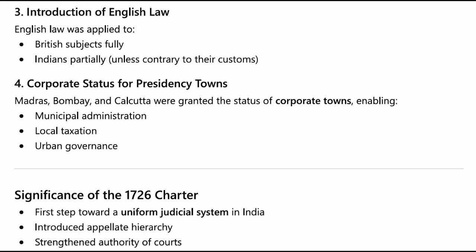Now, let us look at what kind of status was given through this Mayor's Court in all the three presidency towns. Madras, Bombay and Calcutta were granted the status of corporate towns. So basically, they could do administration, local administration, collect taxes and do governance.